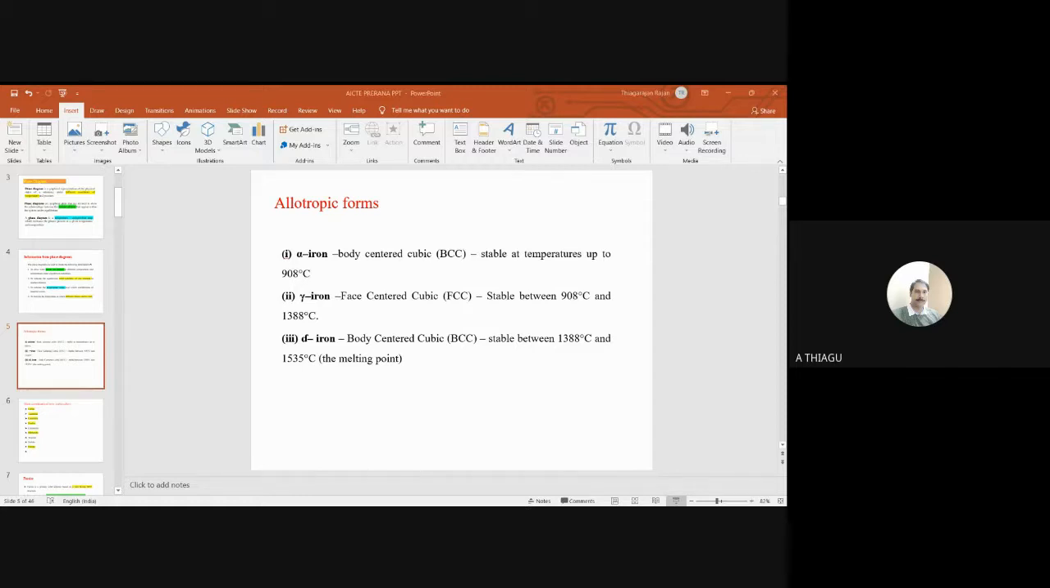Okay, fine. I can move to the next one. So these are the various reactions that happen in the iron carbon diagram. We already discussed, so I'm not going to make much of it. I can share the thing.